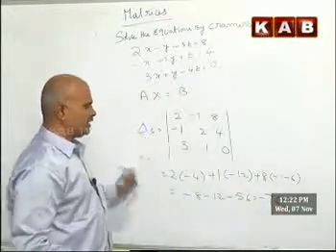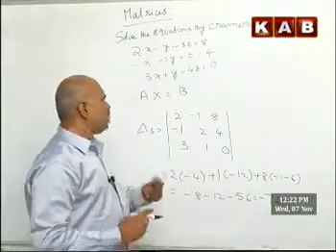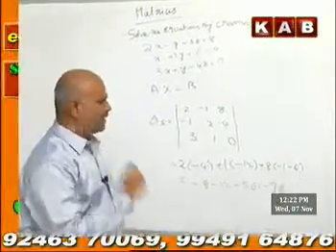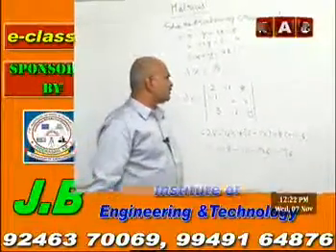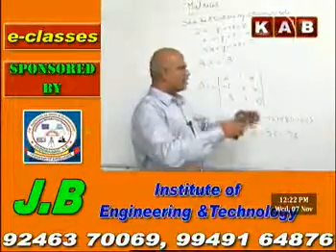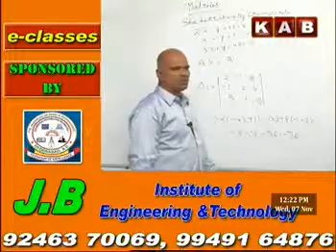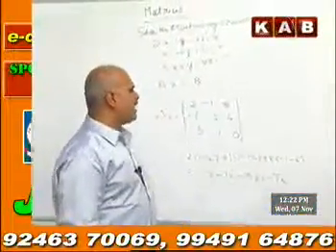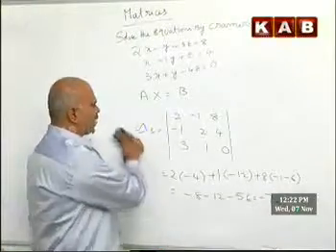So you got the delta 3 as minus 76, you got the delta 2 as minus 76, you got the delta 1 as minus 76 and delta as minus 38. So we got all the three requirements what we want. Now I have to calculate the x value and y value and z value.